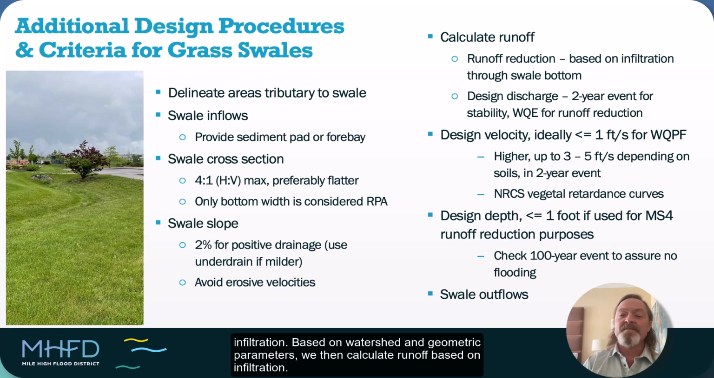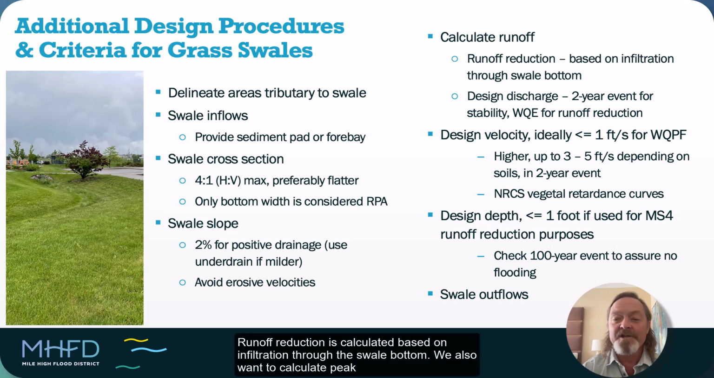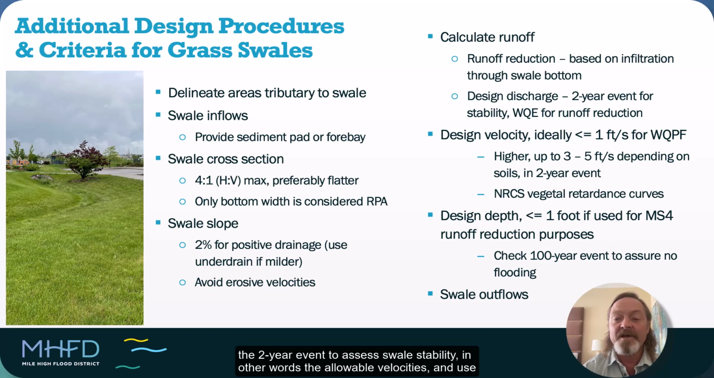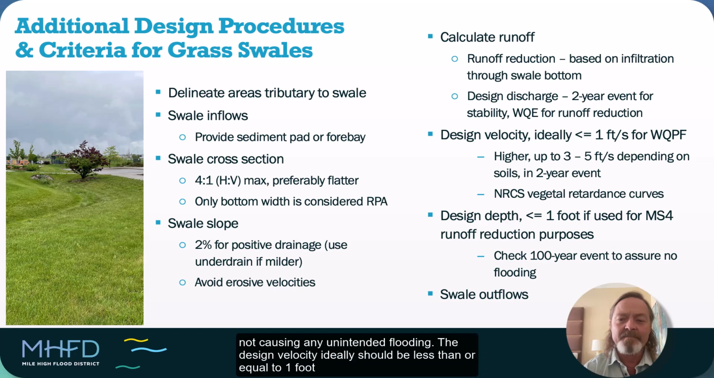Based on watershed and geometric parameters, we then calculate runoff. Runoff reduction is calculated based on infiltration through the swale bottom. We also want to calculate peak flow rates for design events from the water quality event all the way through the 100-year event. Use the 2-year event to assess swale stability, in other words, the allowable velocities, and use the WQE to assess runoff reduction. Always check the 100-year event to be sure that you're not causing any unintended flooding.